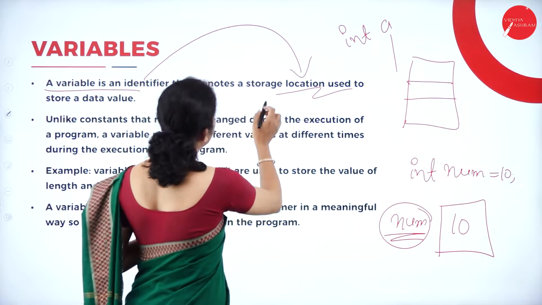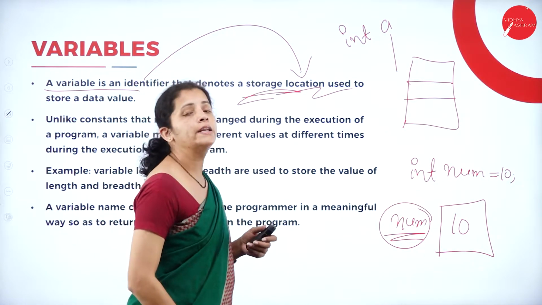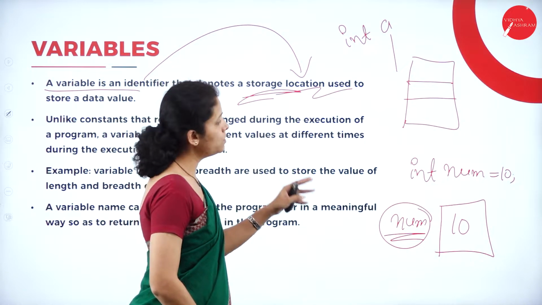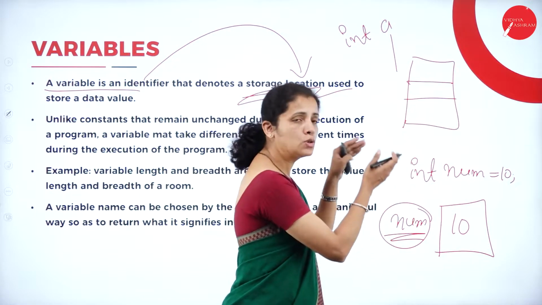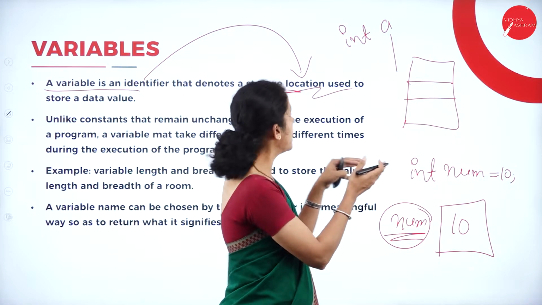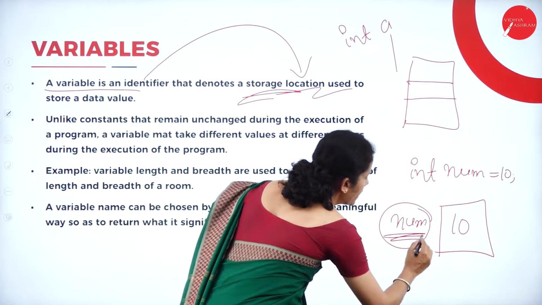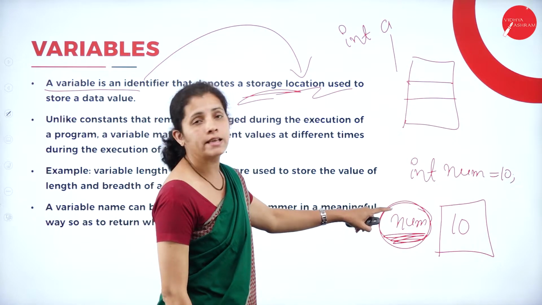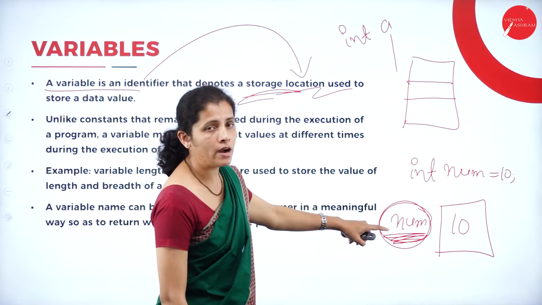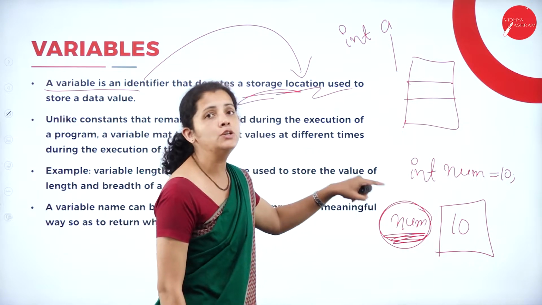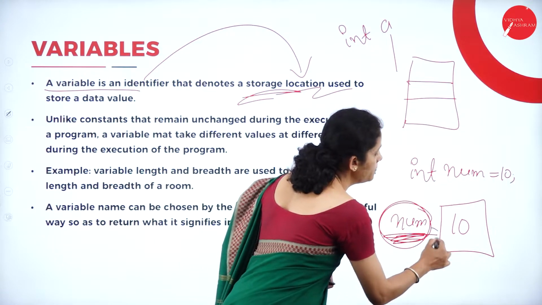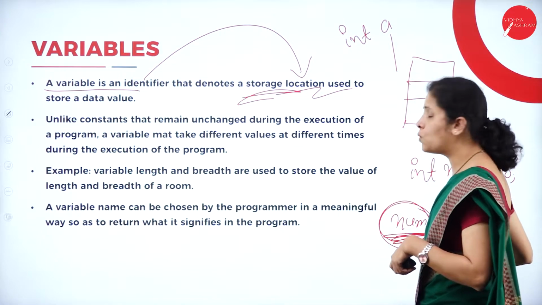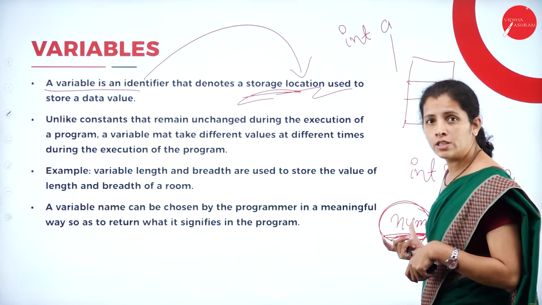So what is this variable here? It always denotes the storage location. So if I consider the storage has an address, along with that I am able to have a number. So this number is an example of an identifier. It always denotes or points to the storage location, and here 10 is stored in this location.